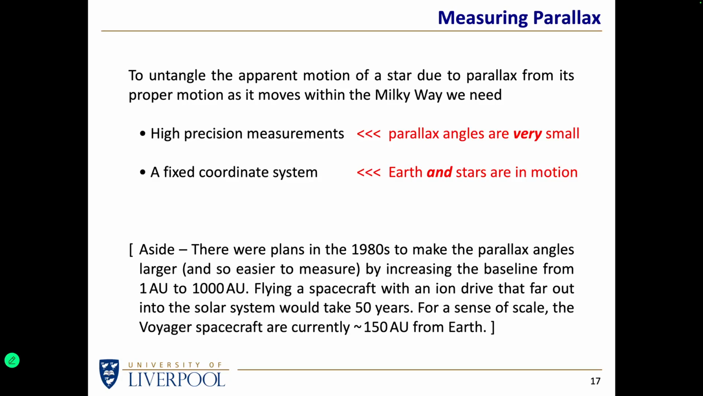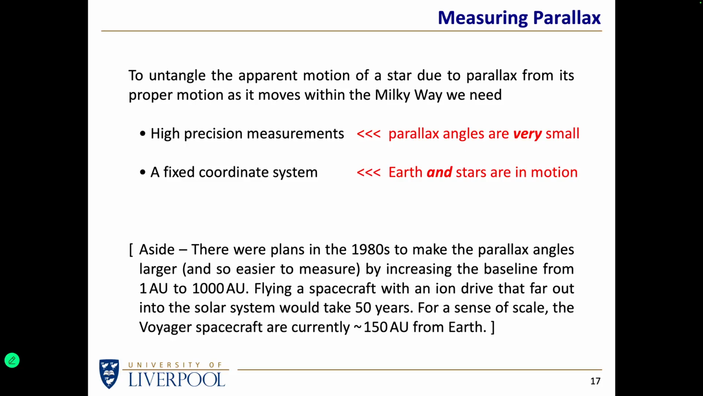Just as a little bit of an aside, back in the 1980s it was thought, why don't we make this job easier by making the baseline of the parallax triangle larger? Instead of having 1 astronomical unit, the distance from the Earth to the Sun, let's send a spacecraft out 1,000 astronomical units into the solar system to have a much bigger baseline to make the parallax angles bigger and hence easier to measure. Bear in mind it would have taken 50 years to fly a spacecraft out that sort of distance. Remember, even Voyagers have only got to about 150 astronomical units.